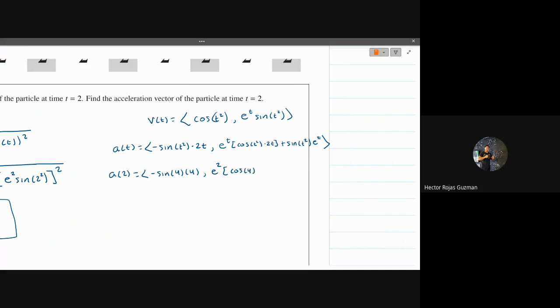cosine of 4. And you don't have to do this. You don't have to show it in your actual work. You can already plug it into your calculator. I'm just showing you what it's becoming here. e to the 2. But when you get the final answer, we get an acceleration vector of 3.027, comma, negative 24.911.